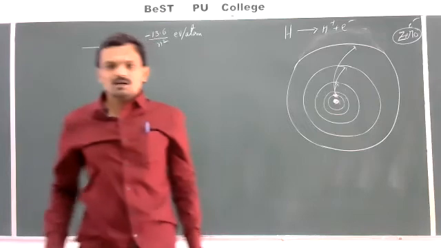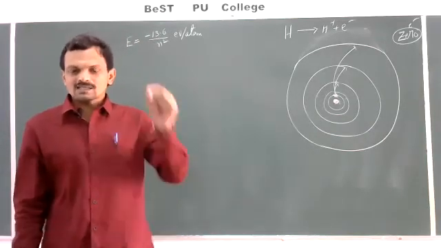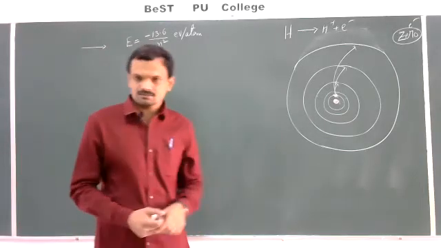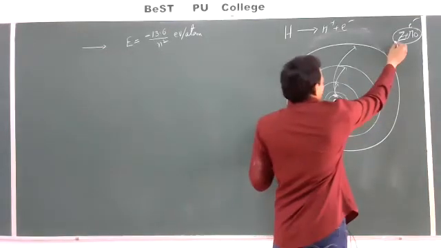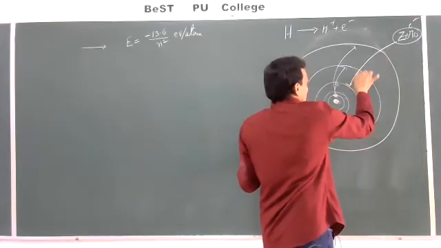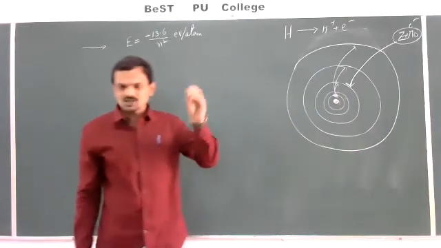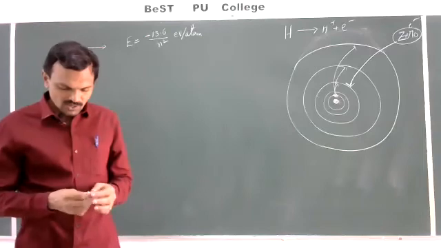Energy of an electron is considered or taken as 0 when it is present at infinite distance from the nucleus. Next, as this electron moves towards the nucleus, the energy of the electron decreases.